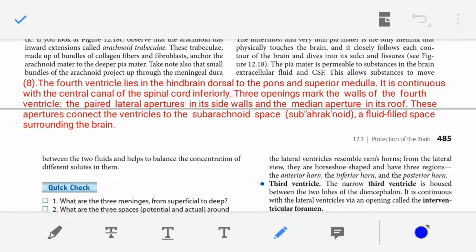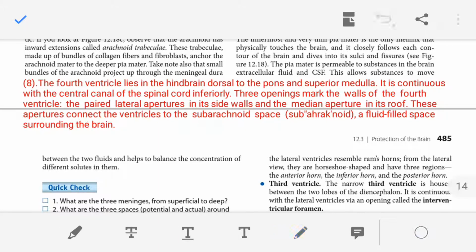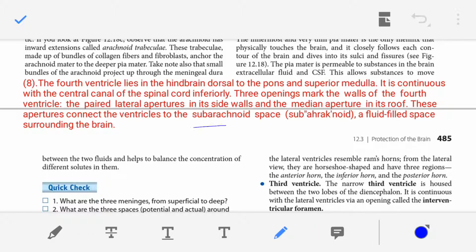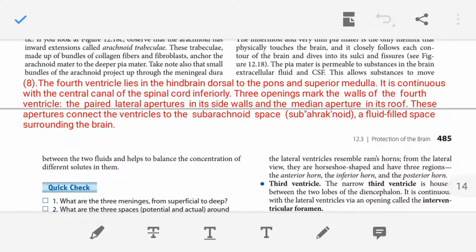Now three openings mark the walls of the fourth ventricle. Paired lateral apertures that we have seen, paired means two lateral apertures, are present in its side walls. Then a median aperture in the roof. What are these apertures doing? They connect the ventricle to the subarachnoid space. And what is the subarachnoid space? The subarachnoid space is a fluid filled space surrounding the brain. So this is the eighth and final point.